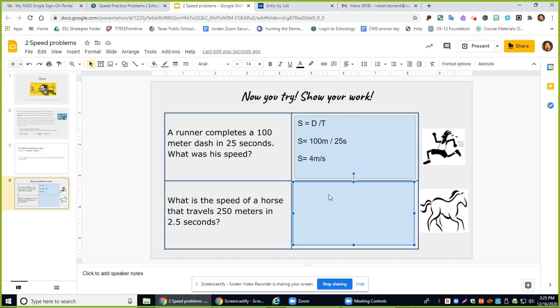All right, one more time. First thing I do is put in my formula. It says, what is the speed of a horse that travels 250 meters in 2.5 seconds? So I can tell that they're asking me for speed. So first thing I do is write my speed formula. Why did that one start at the bottom? This one has a smaller font. Let's up the font on this. All right, so speed is equal to distance divided by time.